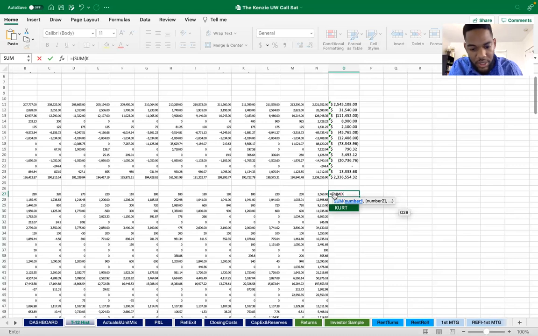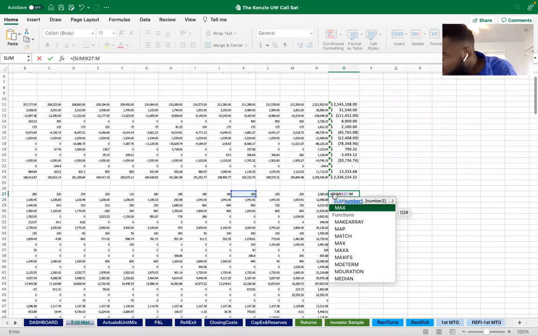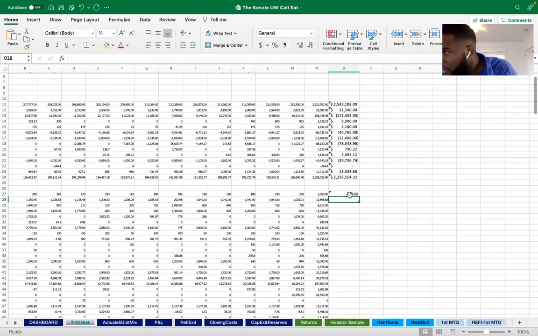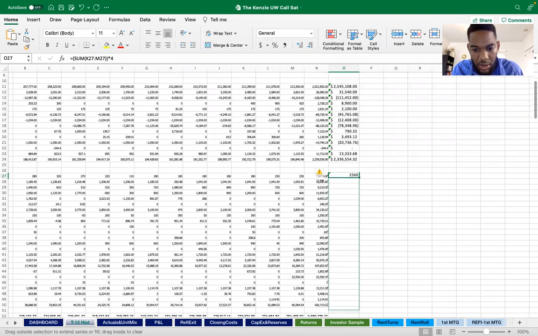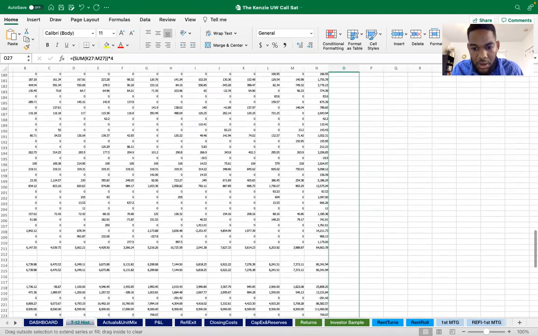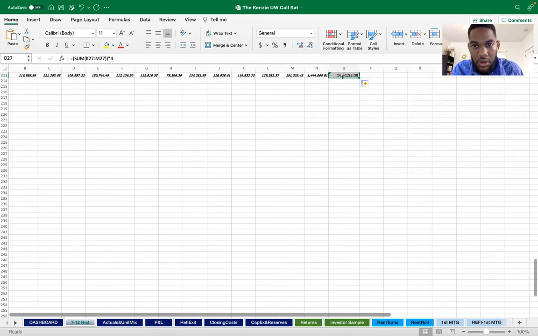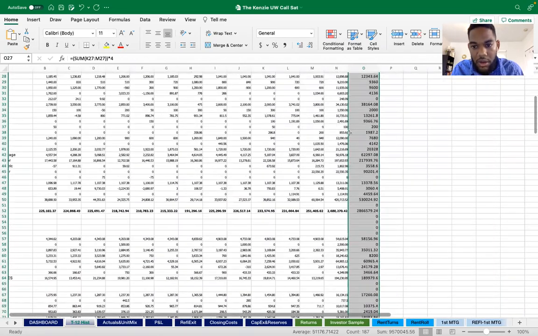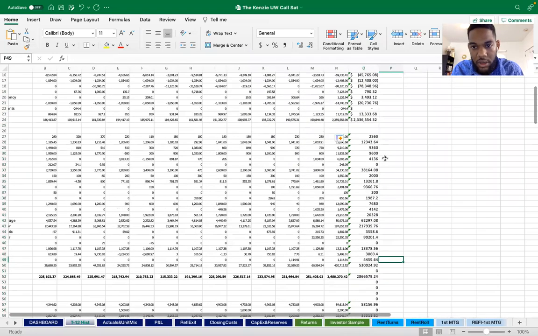So this would be K27 through M27. Okay. I think I could just drag this all the way down. That should populate. Okay, so that's a start.